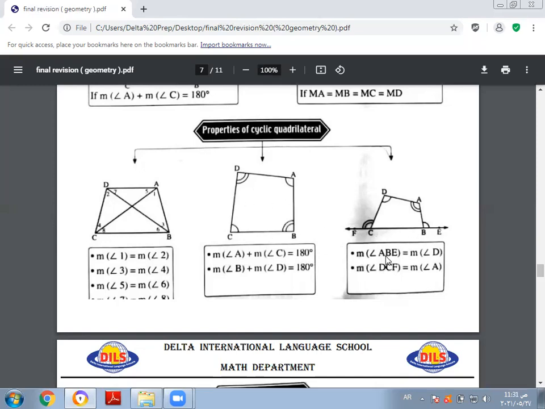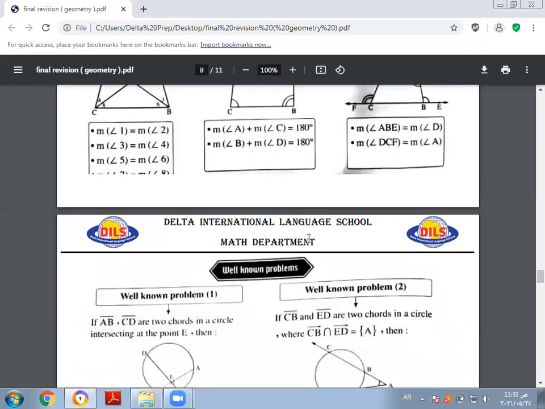In this case, measure angle ABE equals measure angle D, and measure angle DCF equals measure angle A.